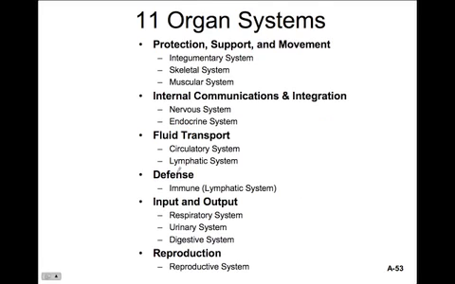There are 11 organ systems that we'll explore throughout the next 2 semesters. There are 3 involved in protection, support, and movement. Those are the integumentary, skeletal, and muscular systems. There are 2 involved in internal communications and integration. Those are the nervous system and the endocrine system. There are 2 involved in fluid transport, the circulatory system and lymphatic system. And then the immune system takes care of all the defense. And then input and output systems, the respiratory system, the urinary system, and the digestive system. And finally, the reproductive system takes care of all of our reproduction.